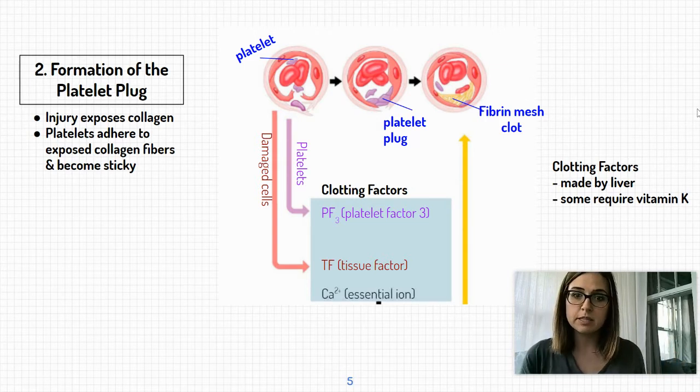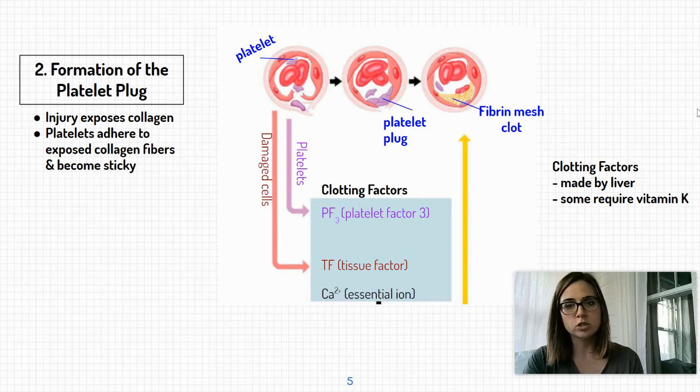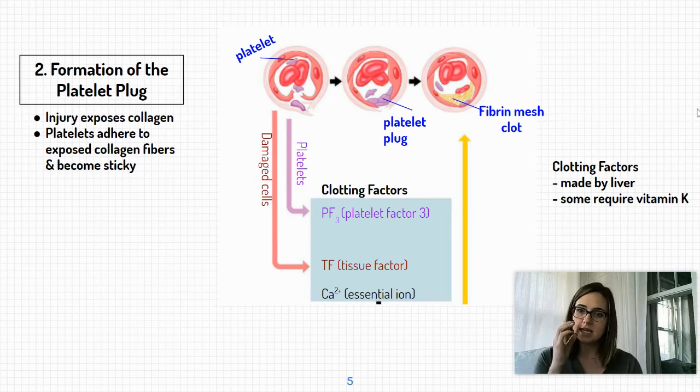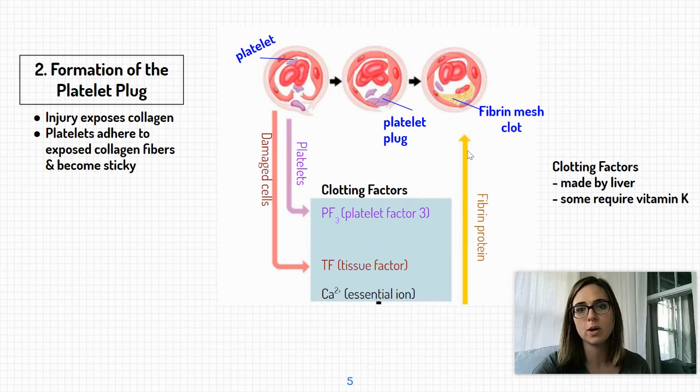A third one that's really important is calcium, which is free floating around in our body and our bloodstream. It's one of our essential ions, and so it's just there. But it requires all three of these things in order to clot, and reach that final step. We will come back to the fibrin protein, but if you want to label this arrow here, the fibrin itself is what eventually is going to come back and make that fibrin mesh clot.